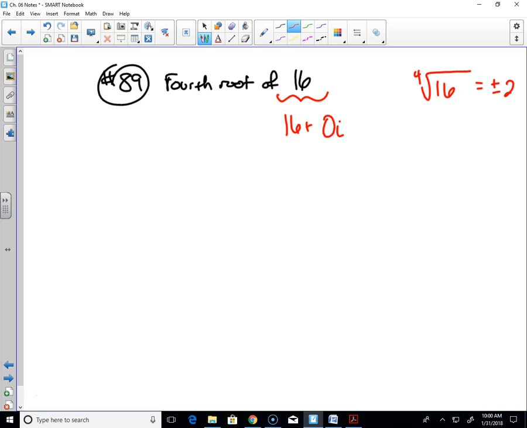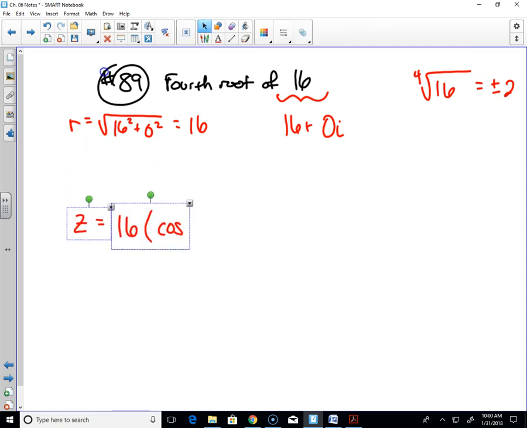Using the complex number form. Using the complex number form, I can say, okay, I need z to be in r cis theta form, or r cosine theta plus I sine theta. The nice thing is r is pretty easy, because r is equal to the square root of 16 squared plus 0 squared. Isn't that just 16? The 0 doesn't really change anything. Cosine of, I'm going to have to find beta using tangent inverse.